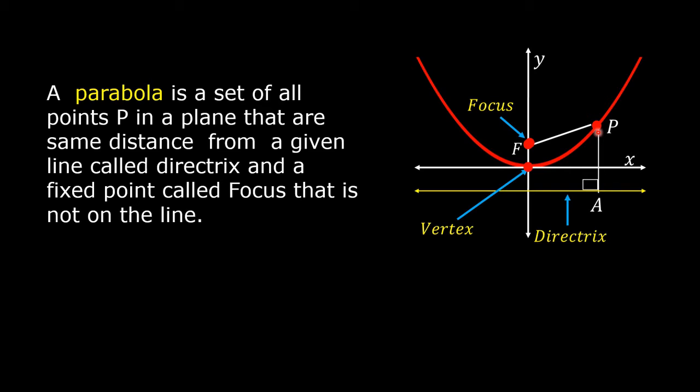According to the definition of a parabola, every point on the parabola is equidistant from the focus and the directrix. So, PF is equal to PA. That is, the distance of P from F is equal to the distance of P from the directrix.